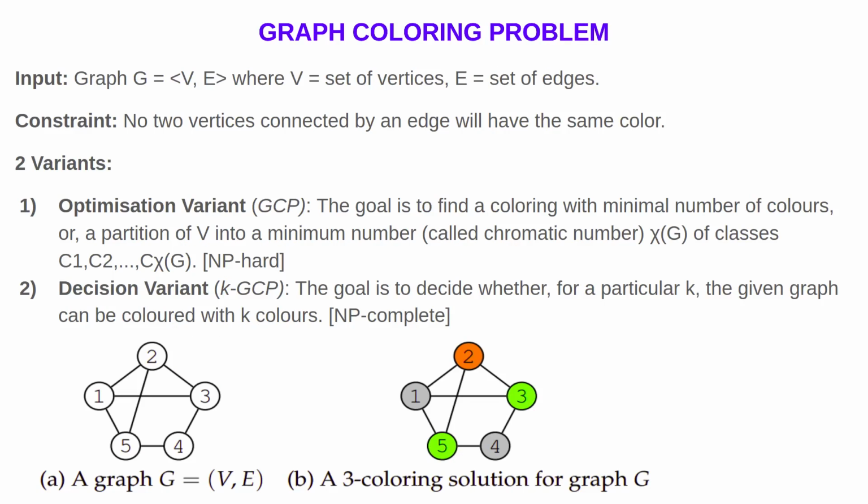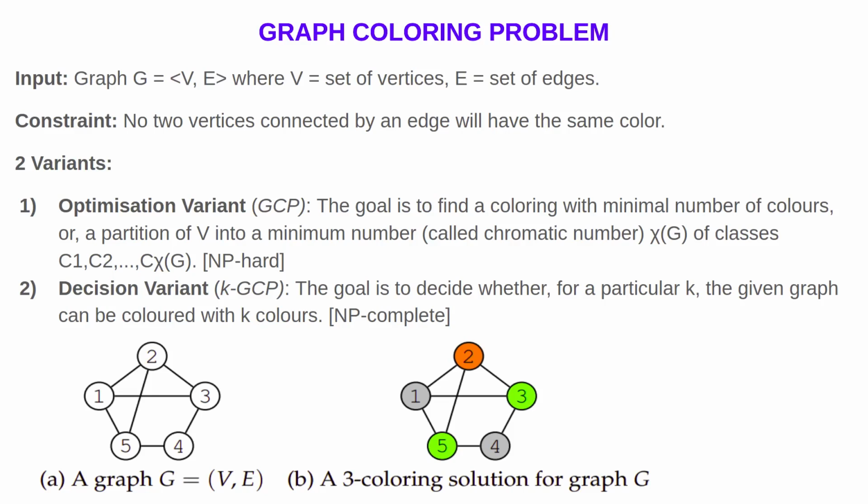So the graph coloring problem: we have an input graph G, which is an undirected graph, and it consists of V, the set of vertices, and E, the set of edges. We have to color the whole graph G, keeping in mind this constraint that no two vertices connected by an edge will have the same color. There are two variants of this problem.